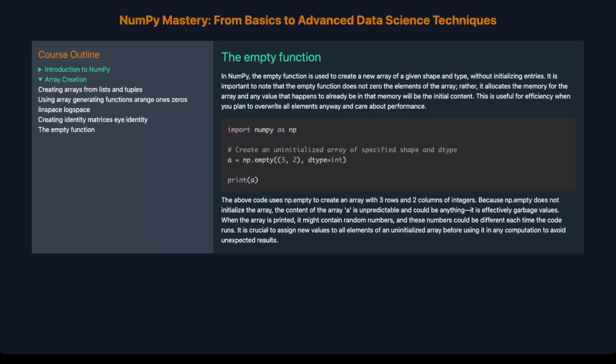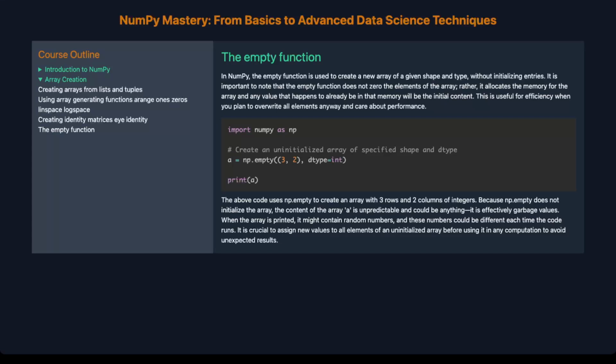The empty function. In NumPy, the empty function is used to create a new array of a given shape and type, without initializing entries. It is important to note that the empty function does not zero the elements of the array. Rather, it allocates the memory for the array, and any value that happens to already be in that memory will be the initial content. This is useful for efficiency when you plan to overwrite all elements anyway and care about performance.